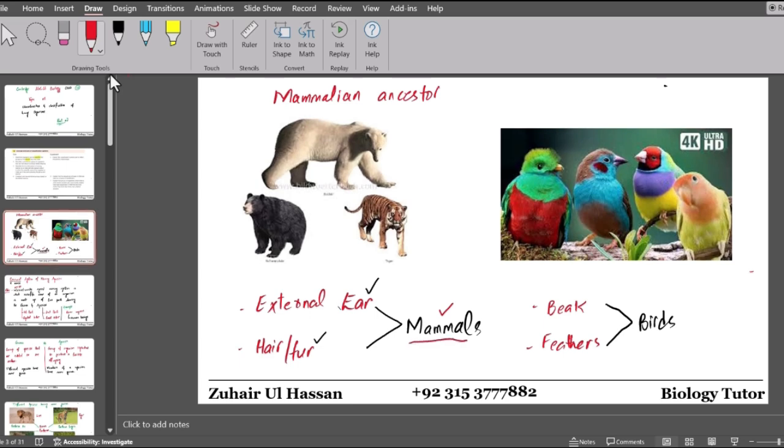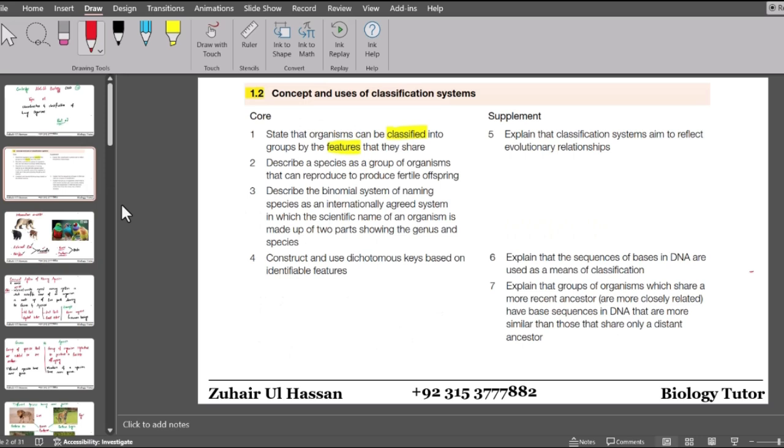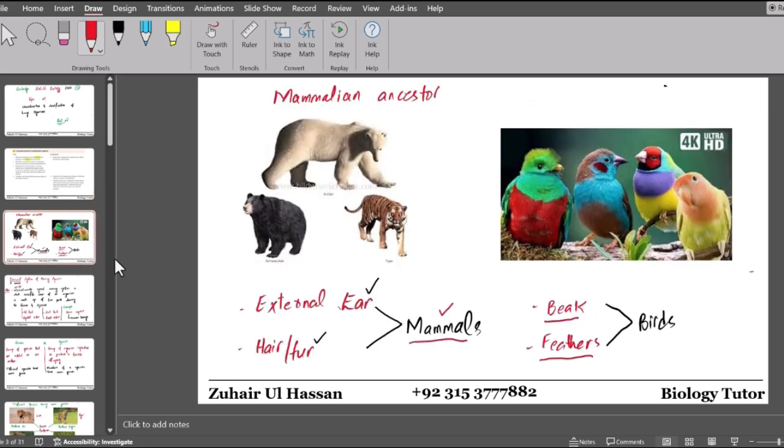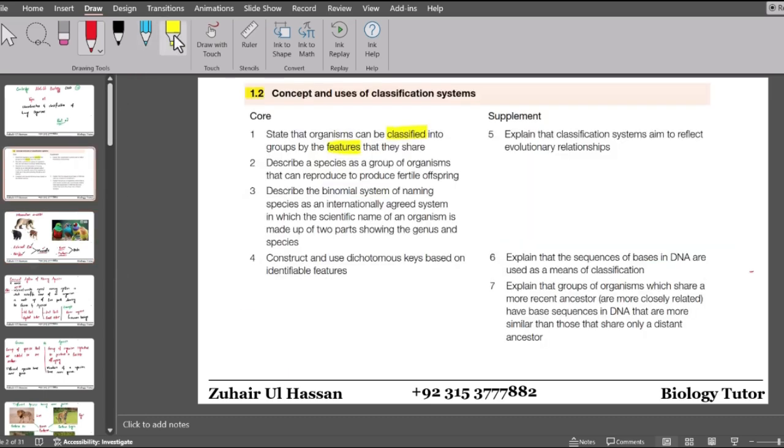Similarly, in the second diagram, you can see there are also some organisms that have similar characteristics. All of these organisms have a beak and feathers on their skin. So these organisms are also classified into a group known as the birds. So point number 1 is that organisms sharing similar features, having similar characteristics, are classified into a group. And point number 5 is to explain that classification systems aim to reflect evolutionary relationships.